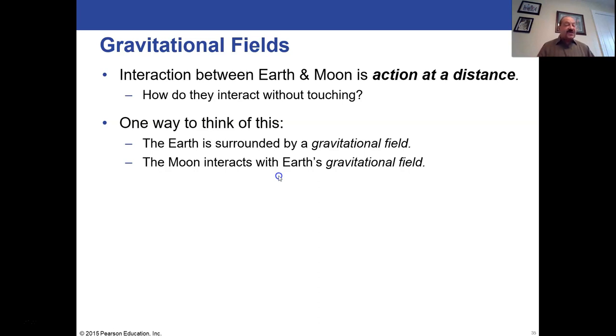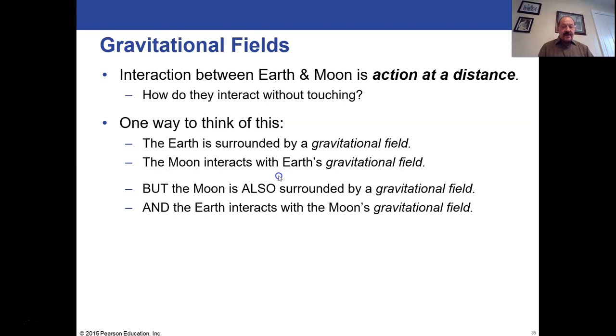And so the Earth has its gravitational field that gets weaker and weaker as it goes further out. The moon has its gravitational field that gets weaker and weaker as it goes out. And the Earth will interact with the moon's gravitational field, but the moon will interact with the Earth's gravitational field. And we know from Newton's third law that the force that the Earth exerts on the moon is exactly equal to the force that the moon exerts on the Earth. Just like the force that the Earth exerts on us is exactly the force we exert on the Earth. We don't see that force on the Earth because the Earth's so big, it doesn't accelerate very much like we do when we're falling.